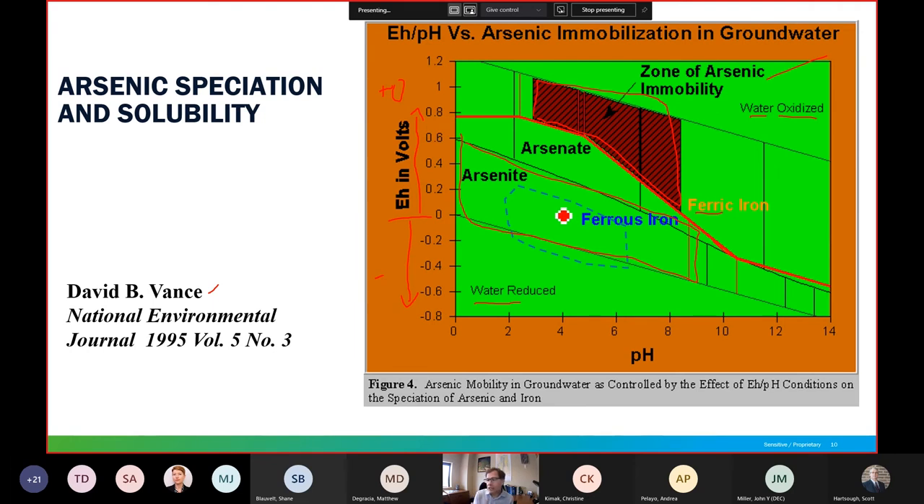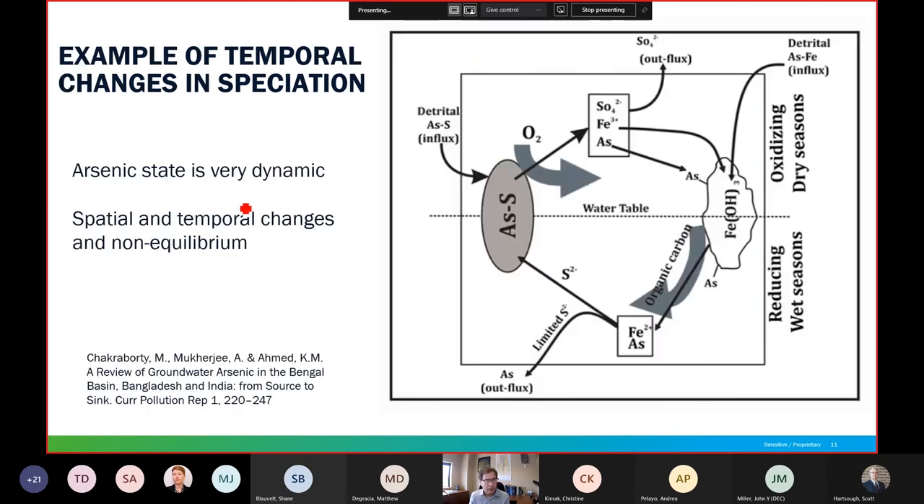What we're going to be talking about today is not only the immobility of arsenic as related and sequestered with ferric iron, but thinking about it from a different perspective. There's a zone of arsenic immobility not shown here that relates to ferrous iron and a reduced groundwater state, i.e. anaerobic. So that is also represented here by another paper.